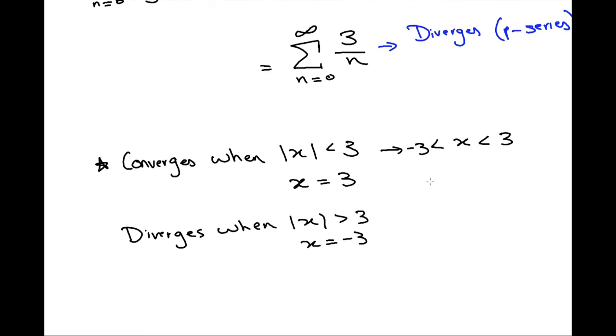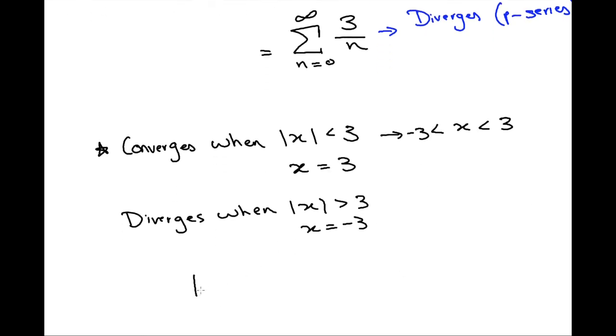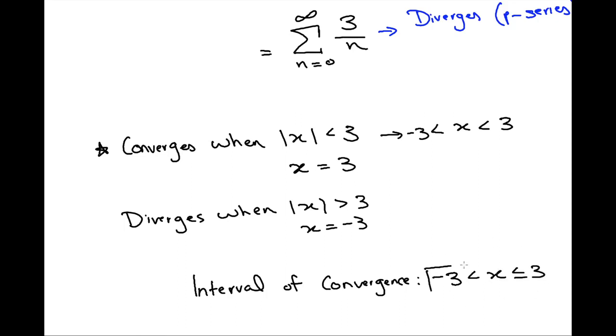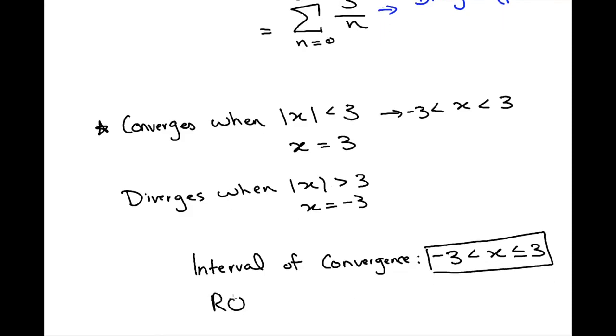So putting all this together, we're going to get that our interval of convergence is just going to be from negative 3 to 3. So this guy right here would be our interval of convergence. And if we're looking for the radius, that's just going to be 3. So that would be the final answer there.